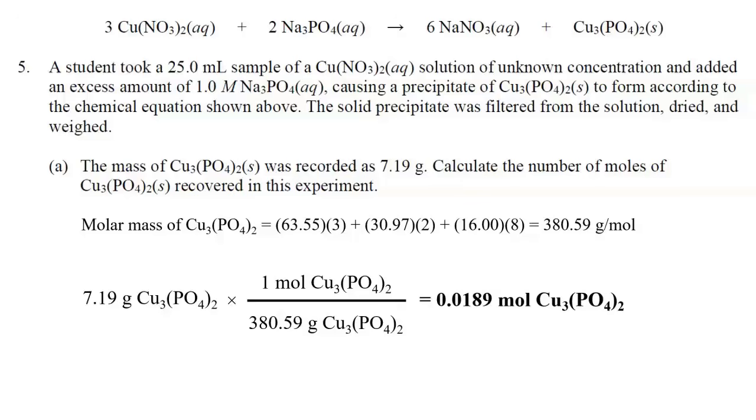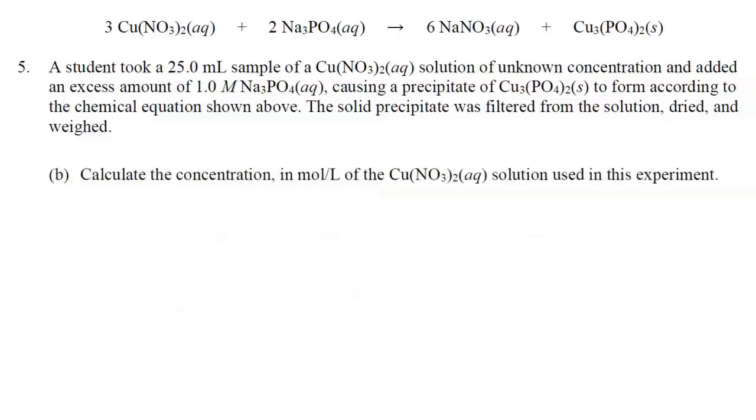All right, let's move on to part B of this question, in which we're going to need to use the coefficients from the balanced chemical equation, and we're also going to have to do some sort of calculation involving molarity. So part B, calculate the concentration in moles per liter of the copper nitrate solution used in this experiment. So copper phosphate was a product, whereas copper nitrate is a reactant.